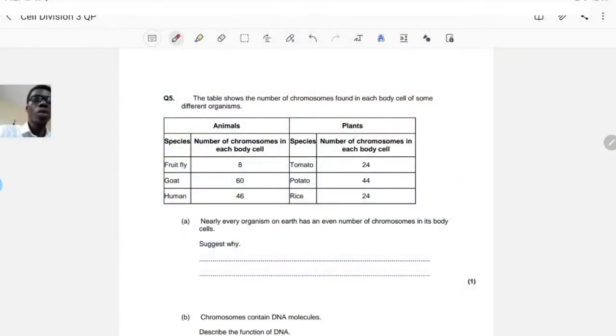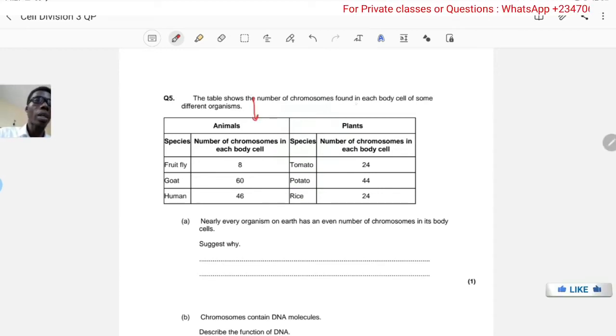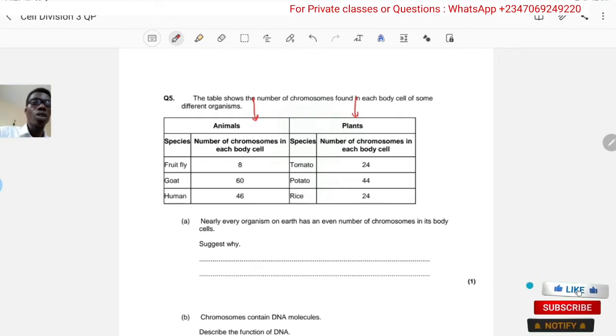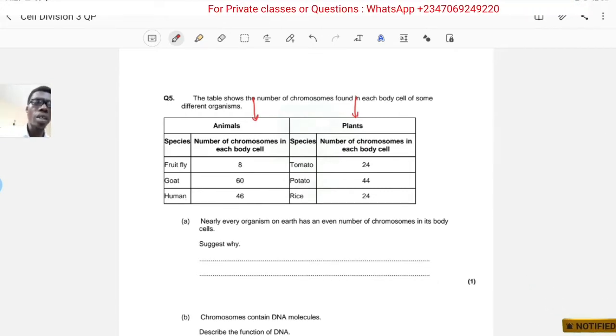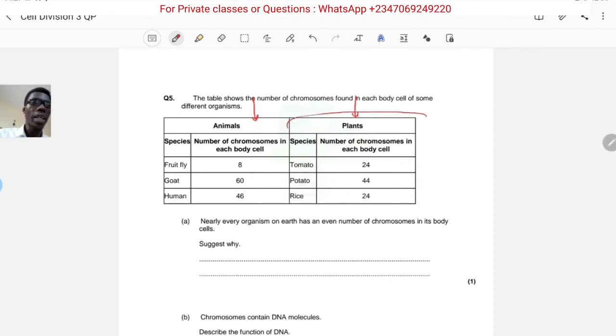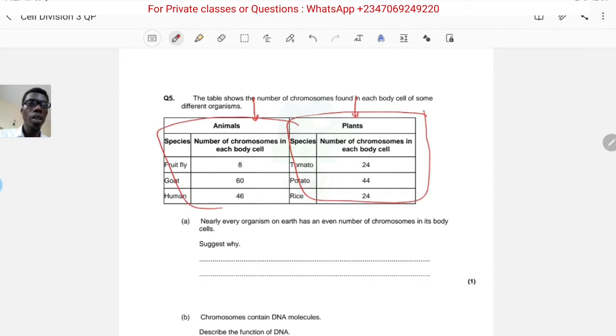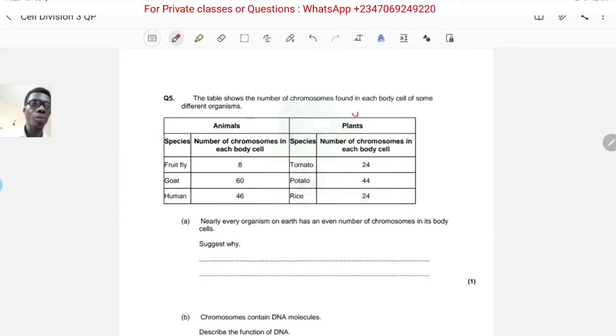The table shows the number of chromosomes found in each body cell of some different organisms. So on this column, we have animals. Here we have plants. So, okay, for fruit flies. So I want to pause the video here. Just take a note of this video. I don't want to read all through this, but just take note. These are the plant parts, and this is for animals, so to say.